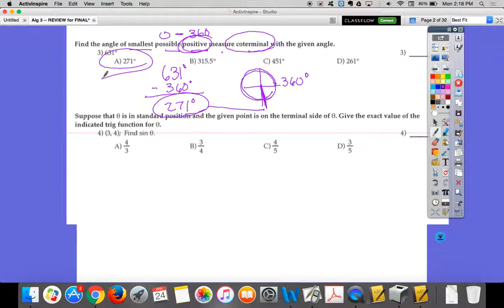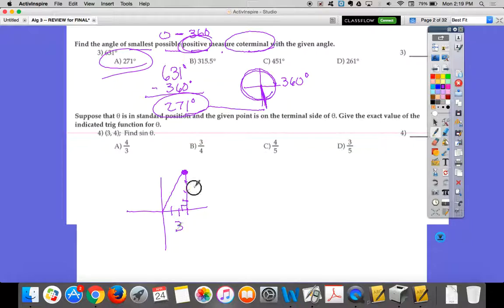Suppose that theta is in the standard position and the given point is on the terminal side of theta. Give the exact value of the indicated trig function. So it sounds pretty intimidating, but what I need you to do is draw the graph. I need you to plot the point 3, 4. Now remember, your first number tells you side to side and the second number tells you up and down. So we're going to come over positive 3 and then we're going to go up 4. All right, so that's where our dot is, and we want to connect from the origin out to that dot. And if you've drawn it like that, you can connect and make your right triangle, and the right triangle is what's going to give you some lovely information.